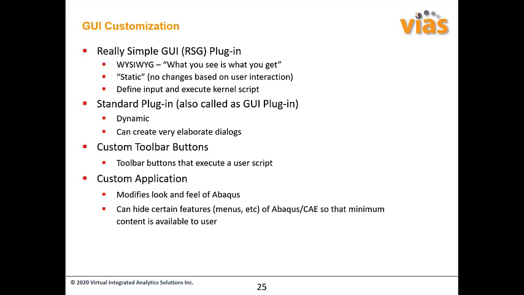So with the really simple GUI, it's just a static GUI. You collect input from the user, and when you submit the dialog, that information gets sent directly to the kernel. It's not dynamic. You can't do anything else. A standard plugin gives you a lot more flexibility. It's called a GUI plugin. This definitely can be dynamic, and there's a lot of different options. We'll get into that shortly in another couple of slides.